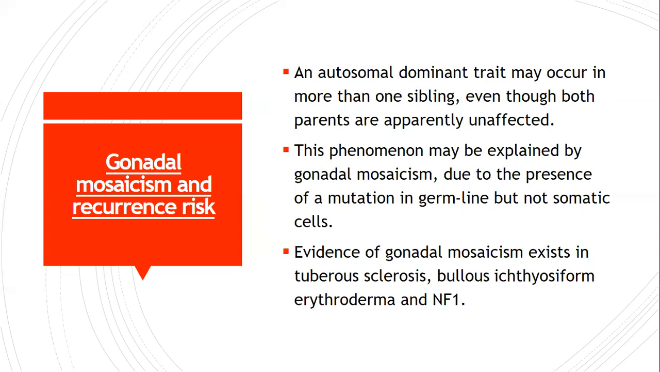Evidence of genetic mosaicism exists in tuberous sclerosis, in bullous ichthyosiform erythroderma, and neurofibromatosis 1. So if you find a particular person suffering from tuberous sclerosis, neurofibromatosis 1, or bullous ichthyosiform erythroderma, in which none of the parents is affected, then you should be able to detect that it is because of mutation in germline, as a result of which the individual is affected, but parents are normal.